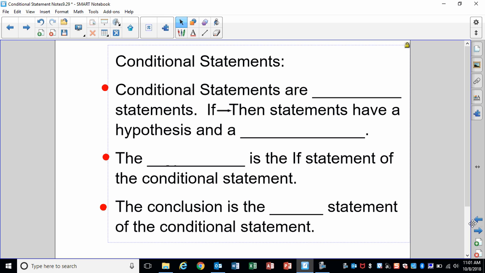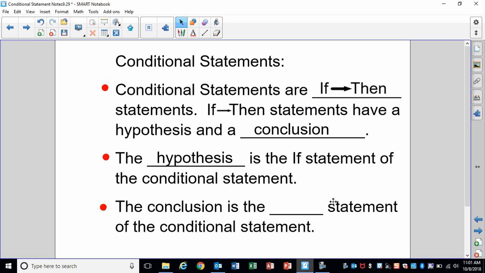All right, so what we're looking at here is a little bit of information about conditional statements. Conditional statements are if-then statements, and if-then statements have a hypothesis and a conclusion. The hypothesis is the if statement of the conditional statement. The conclusion is the then statement of the conditional statement.